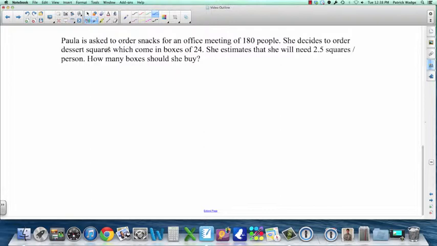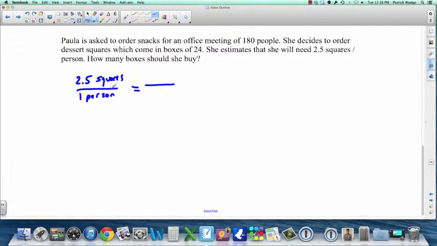So what you need to do when you set up a proportion is you need to find a ratio, a fraction that you already know. So what do I see? Asked to order snacks for an office meeting, blah, blah, blah. She decides to order dessert squares, which come in boxes of 24. She estimates she'll need 2.5 squares per person. Okay, well there's something. 2.5 squares per person. In other words, per one person, right?